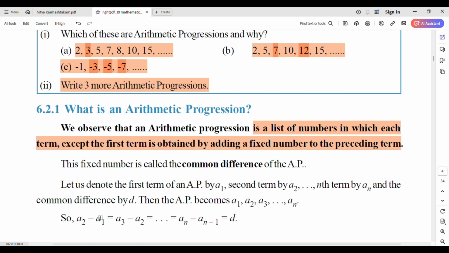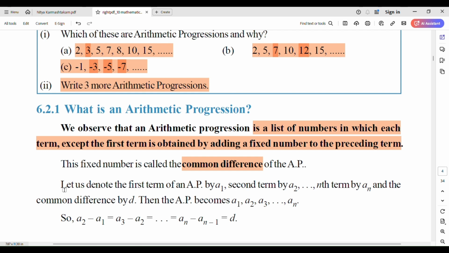This fixed number is called the common difference, the common difference of two consecutive numbers, right? So this is a fixed number. This cannot change for a given arithmetic progression. For a given arithmetic progression it cannot change. Example is here: minus 1, minus 3, minus 5, minus 7. Everywhere the difference is minus 2. Difference is minus 2. Difference is minus 2. It should be like that.